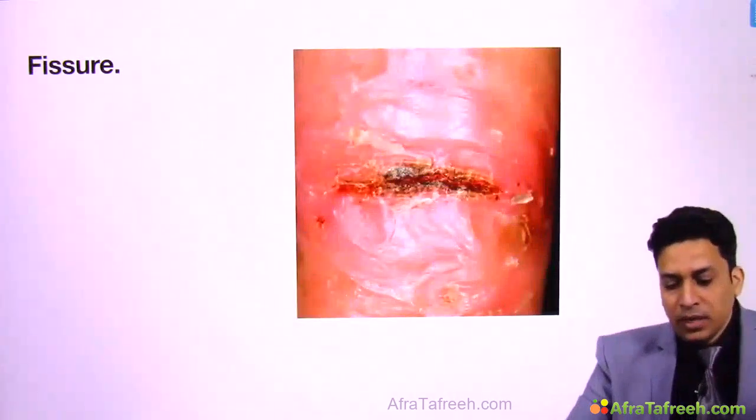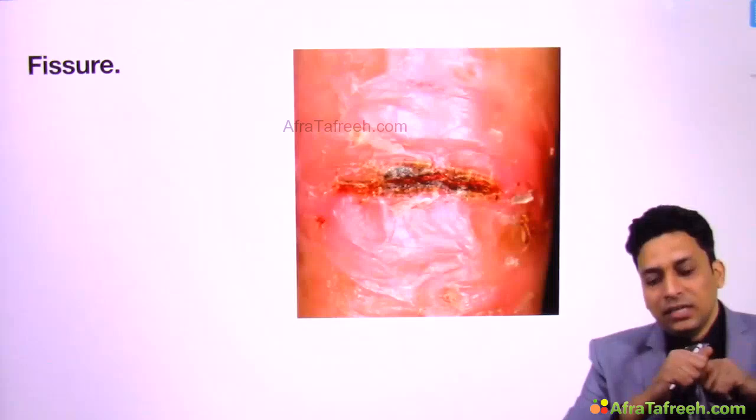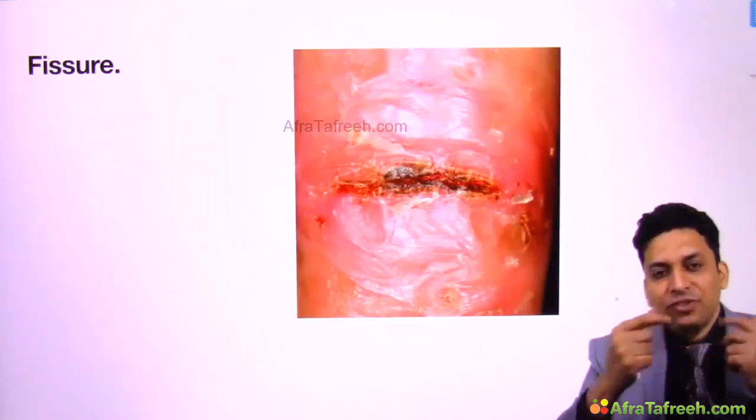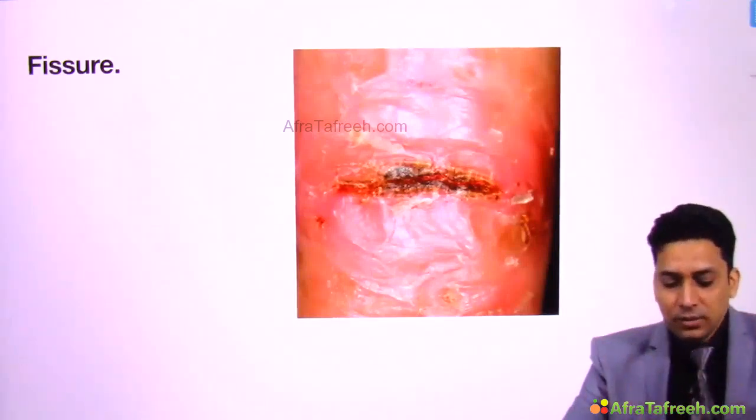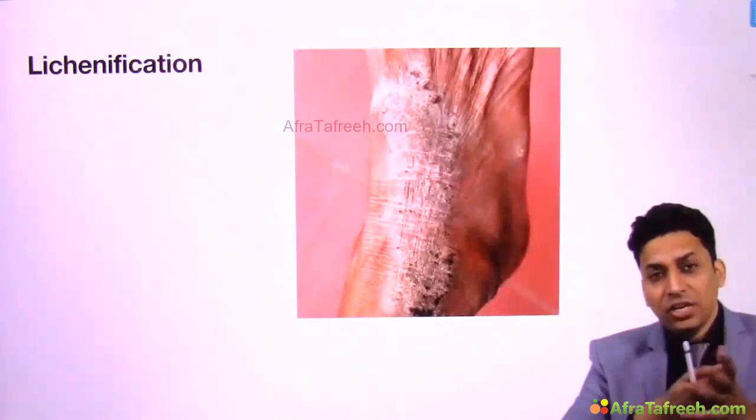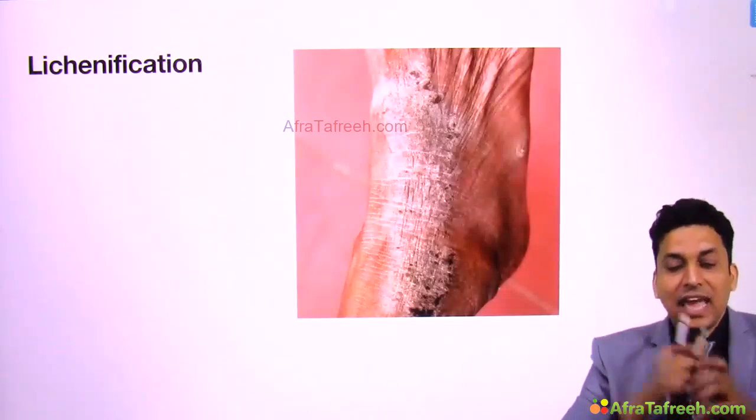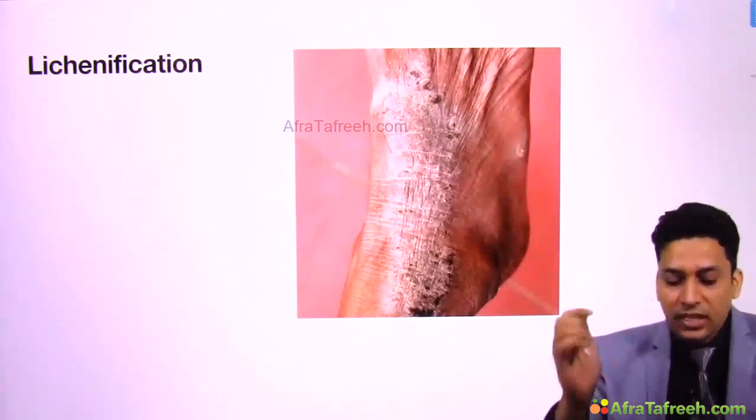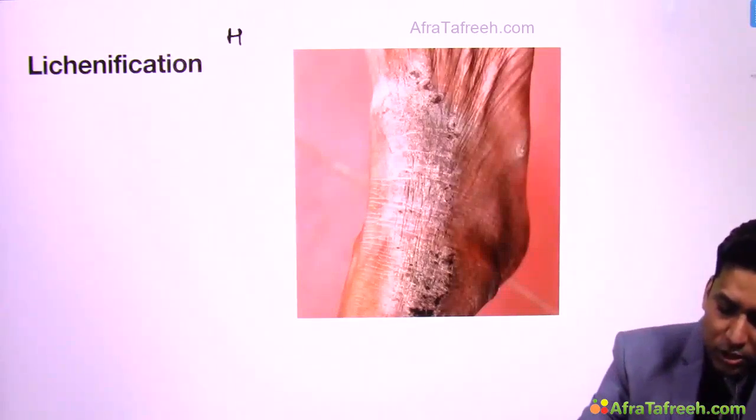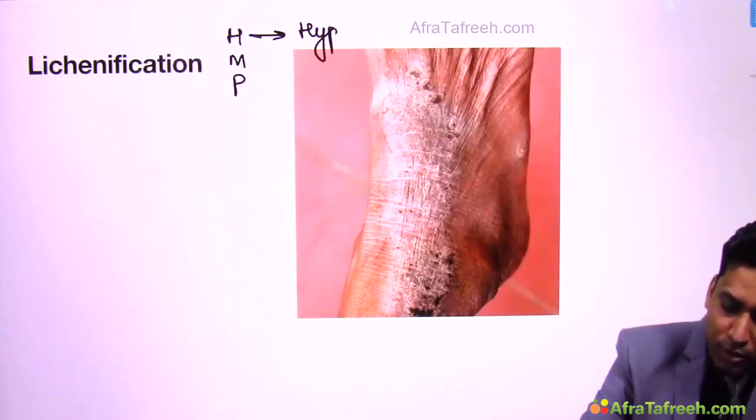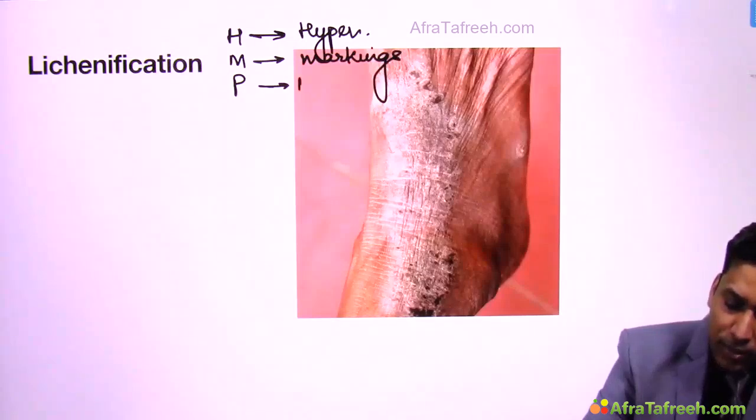Similarly, fissure. So if there is a breach in the skin, or if there is a crack, that fissure is also a secondary lesion. Similarly, lichenification. I already told you about lichenification while we were discussing chronic eczema. That is, lichenification is characterized by three things: HMP, skin hypertrophy, increased surface markings, and pigmentary changes.